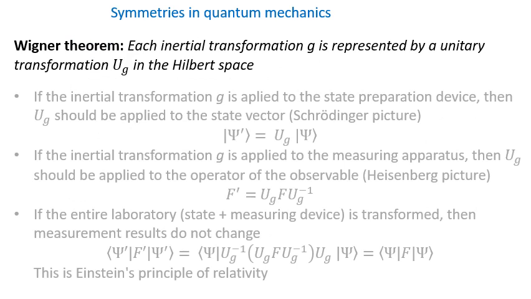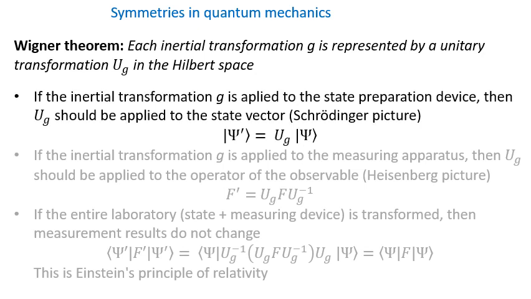In his works in the 1930s, Wigner tried to answer a simple question. We know that inertial transformations change the observer's point of view, but this change should be somehow reflected in the Hilbert space of the observed system. So the question is how state vectors and operators of observables are affected by inertial transformations. Wigner proved an important theorem which says that inertial transformations should be represented by unitary operators, U of G.